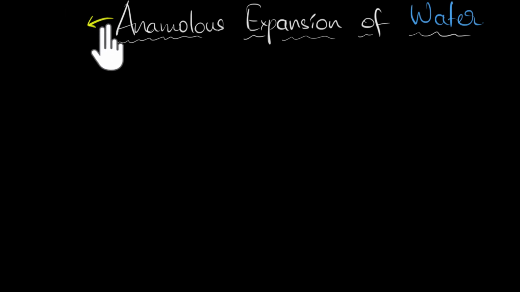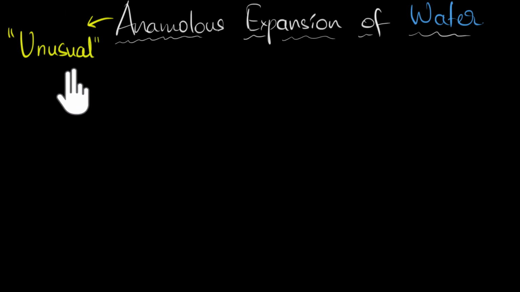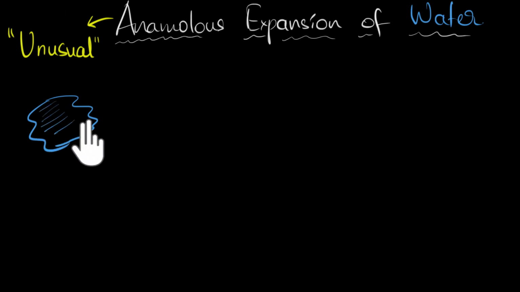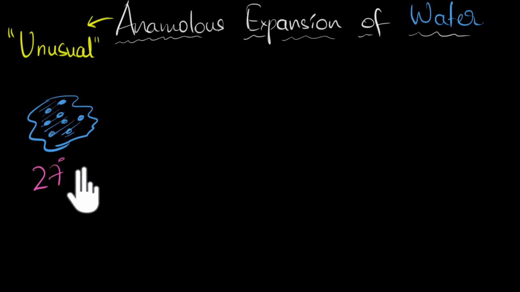Anomalous, what does that mean? Anomalous just means unusual. So we're talking about unusual expansion in water. Let's take an example. Imagine we have some amount of water, and let's draw some water molecules. And let's say the temperature right now is room temperature. Let's call that 27 degrees Celsius.